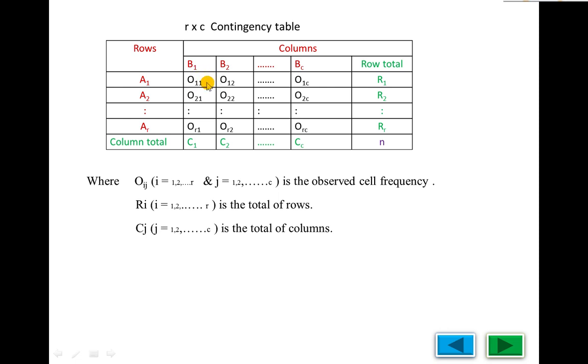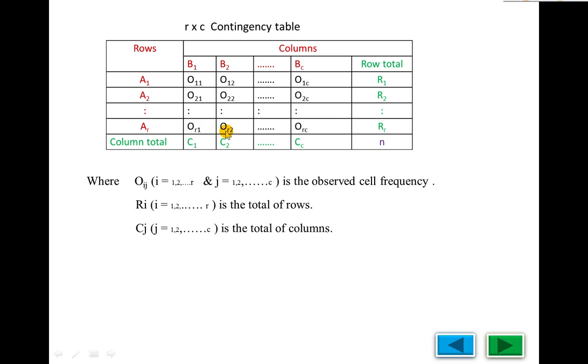First cell of the first row, first column. This is the second cell of the first row, second column. This is the standard method: first we write the notation of the row and then the column, and so on up to C columns in the first row, and R1 is the total of the first row, the total of all frequencies of the first row. Now second row: first column, observed frequency of the second row first column, second row second column, and so on up to C columns. Total of the second row is represented by R2, and so on up to R rows.